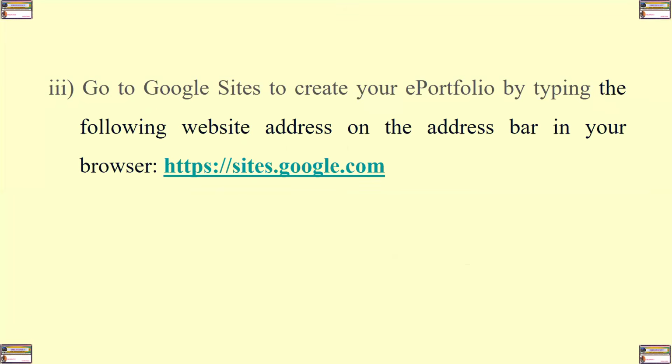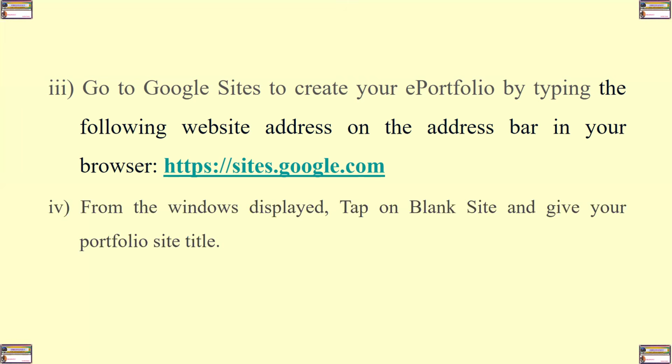Once you have been able to sign into your account, you proceed and go to Google Sites so that you can be able to create your ePortfolio. And how do you go to your Google Sites platform? You type the following web address on the address bar in your browser: https://sites.google.com, or just type in your Google Chrome browser, sites.google. Then from the links that will be displayed, click on Google Sites.